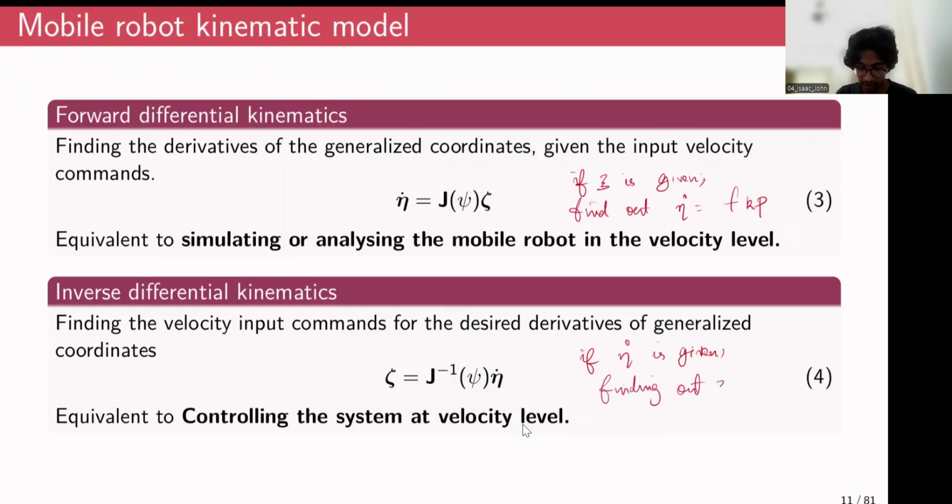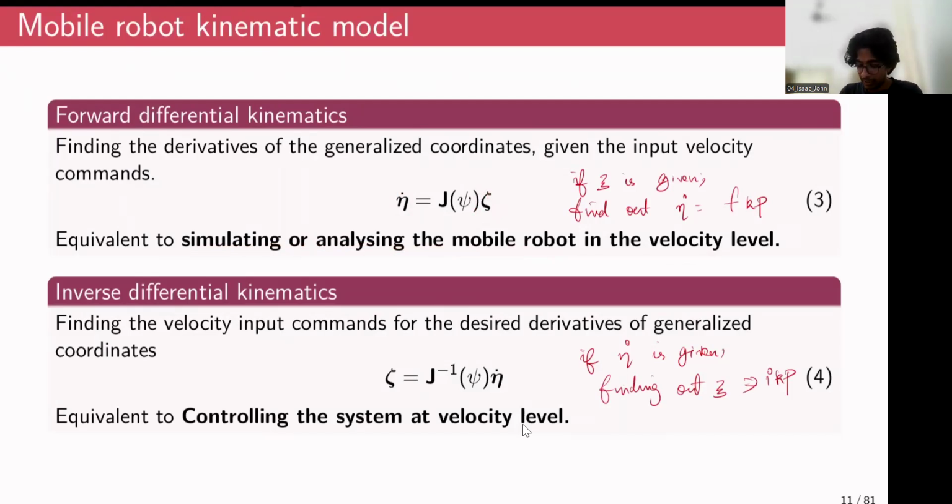Forward kinematics is similar to simulating or analyzing the mobile robot at the velocity level, right? If you consider theta to be the input to the robot, finding out eta is similar to how we perceive the robot's reaction to this input. So it's like simulating a robot at the velocity level.